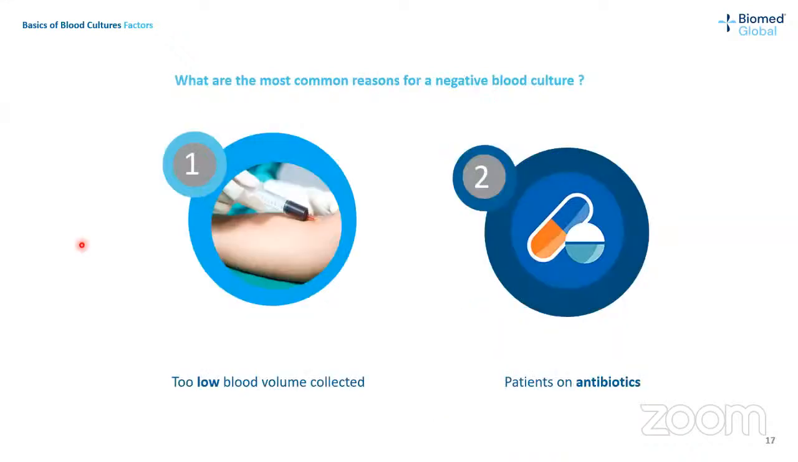So what are the most common reasons for a negative blood culture? Let's say you get a negative result and you feel that it's a false negative result, or it doesn't correlate with the patient's clinical picture. The first factor is insufficient blood volumes collected, and the second one, patient on antibiotics. And again, I'll be covering these two factors throughout my presentation.